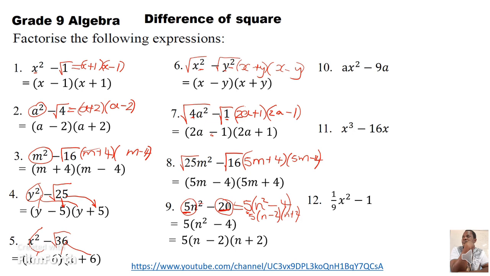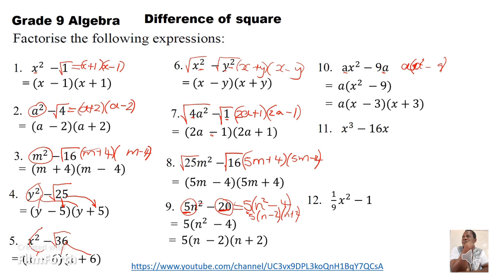In number 10, the same thing happened. I can see there is an a here, and I can see that there is an a there. So I'm going to take out a as a common factor. Then in the brackets, I remain with x squared minus 9. The x squared minus 9 that I get in the brackets is a difference of squares. So the answer to that question: take out a first, remain with a times x squared minus 9, and then factorize the x squared minus 9 as a difference of squares.